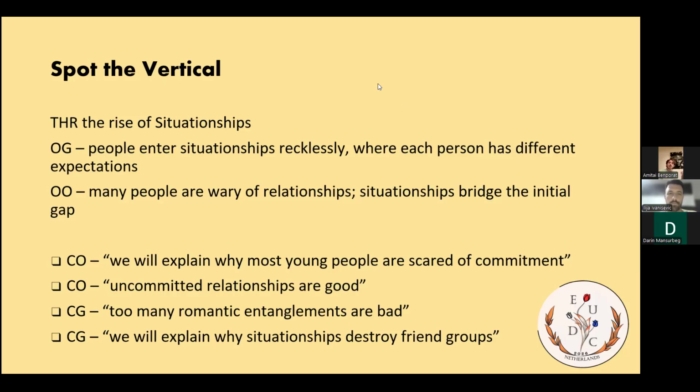Now, it is important to notice that there are many ways in which this argument could become vertical or could require some vertical additions. For example, probably the way in which you want to explain why many romantic entanglements are bad is by proving that some romantic entanglements could be problematic for you, which sort of threads on a similar line to what OG would be saying.